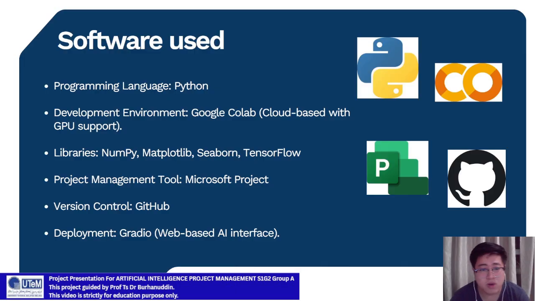For our project plan, we are using Microsoft Project to plan our project. For version control, we are using GitHub to update our software version. After the program, we do the deployment. We are using Gradio to deploy a web-based AI interface.